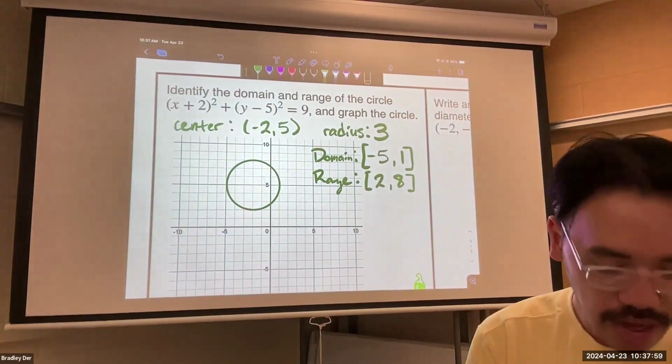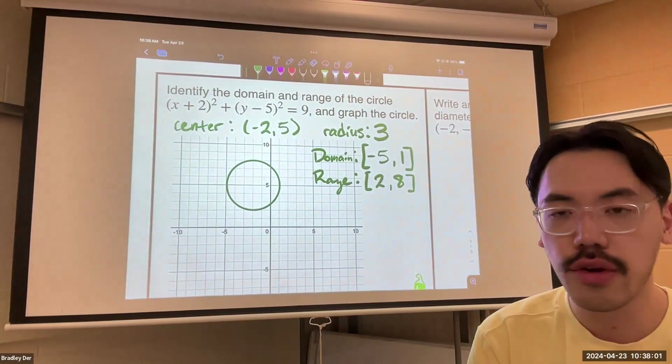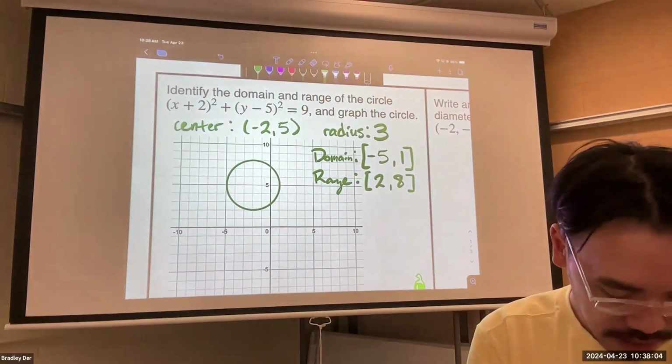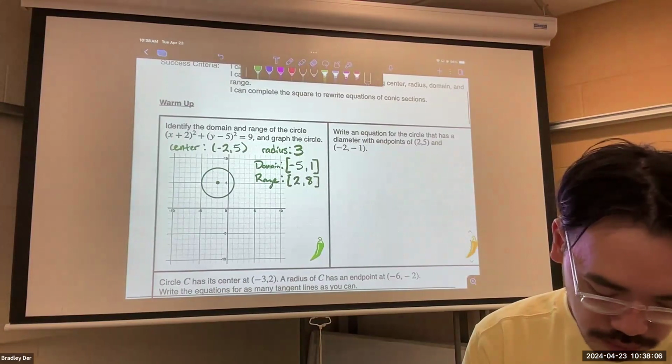If you really want to be technical, you would take out the point in the center, because the point in the center is not part of the circle. But you leave it in. It's not the worst thing in the world.